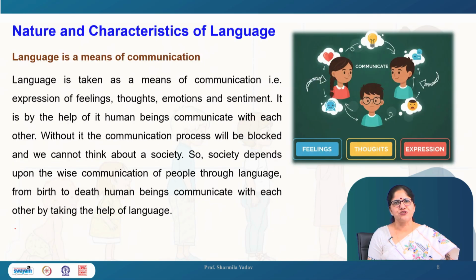Now, after doing definitions, let's see what is the nature and characteristic of language. Language is a means of communication. Language is taken as a means of communication, that is, expression of feelings, thoughts, emotions, and sentiments. It is by the help of it that human beings communicate with each other. Without it, the communication process will be blocked and we cannot think about a society without language. So, society depends upon the wise communication of people through language. From birth to death, human beings communicate with each other by taking the help of language.